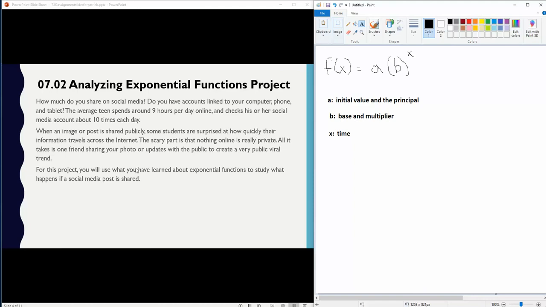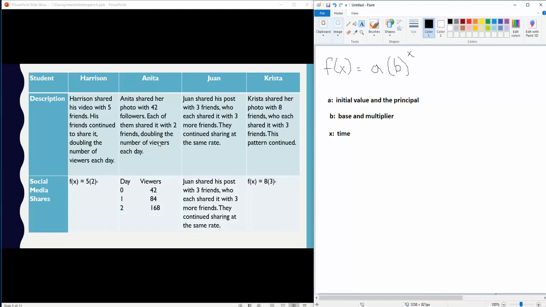So we've got this example project that you're going to be working on, and they talk about these different people and some of their situations. In this case, like Harrison, Anita, Juan, and Krista. And you can read this description. Harrison shared her video with 5 friends, and the friends continued to share it, doubling the number each day. And this is an example of an exponential function that represents this.